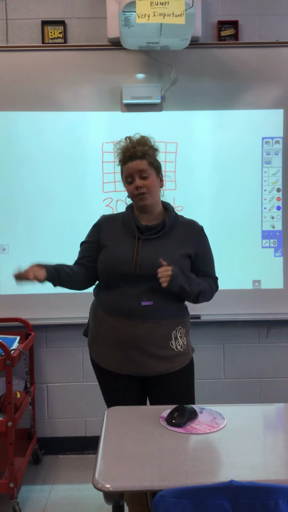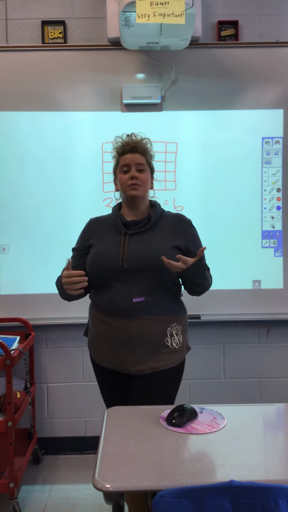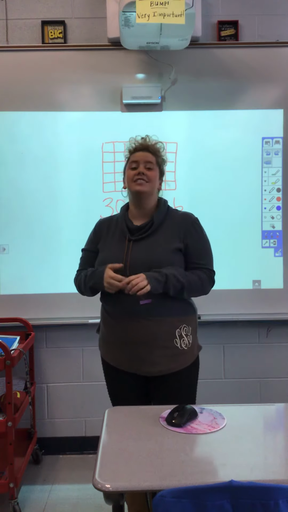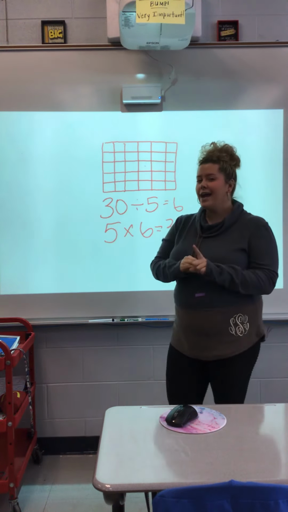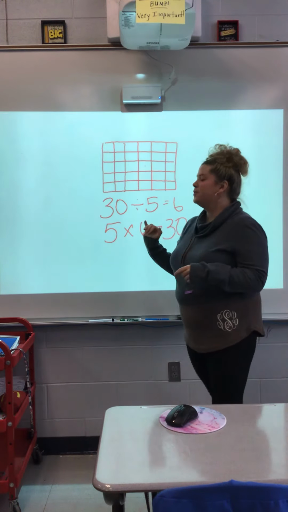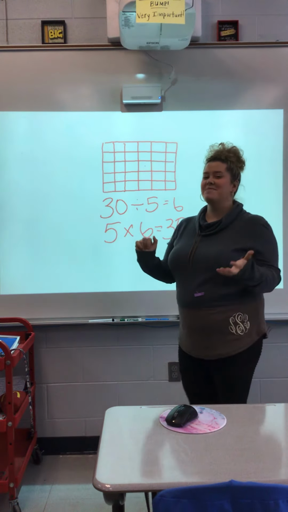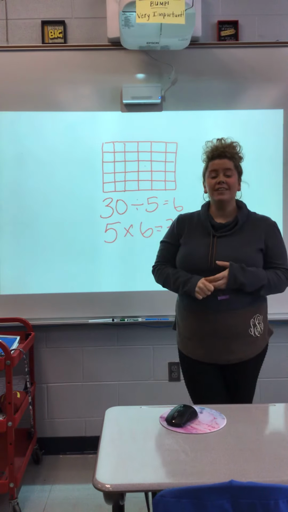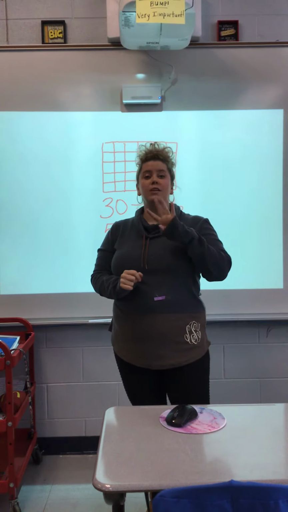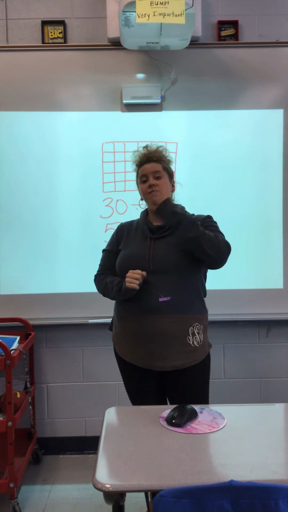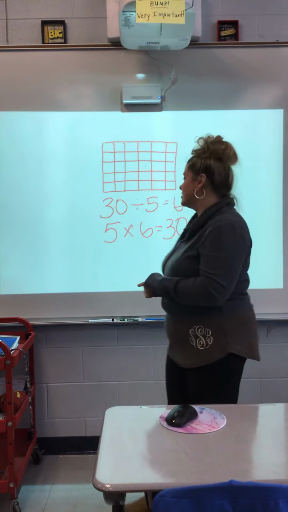Good. All right, so the first one was using a model. This one was using an array. Same process to determine the division and the multiplication fact. Now, what do these lead into? Fact families. Yeah. So fact families use the same 3 numbers to create 4 different problems. 2 division facts, 2 multiplication facts.